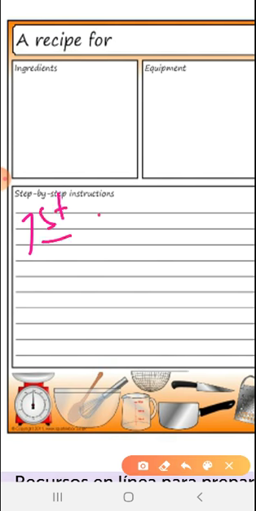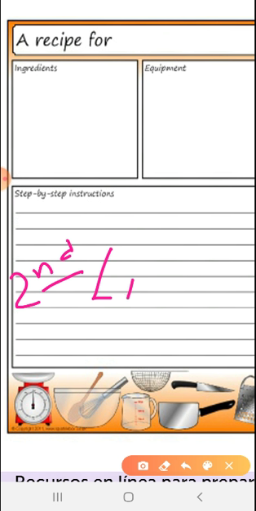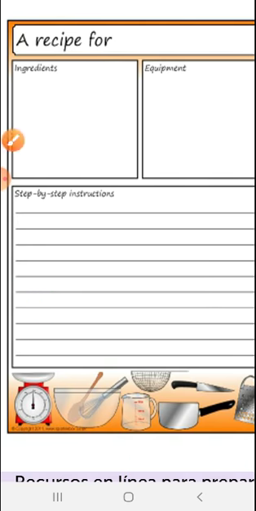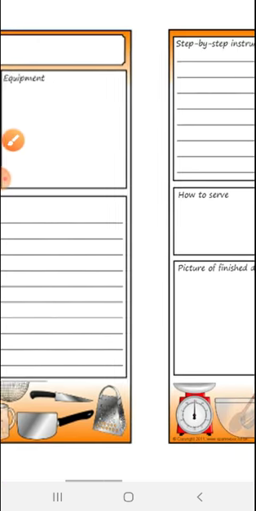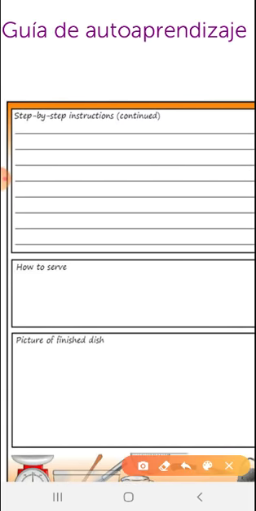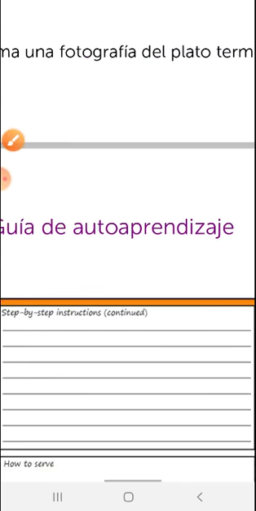First, fry the onions. Freír las cebollas, yes. Segundo. Second, fry beans. Freír los frijoles. Y así por el estilo, ¿ok? Lo vas escribiendo tú. Continúa hasta este lado. Step by step instructions, lo que se necesita.